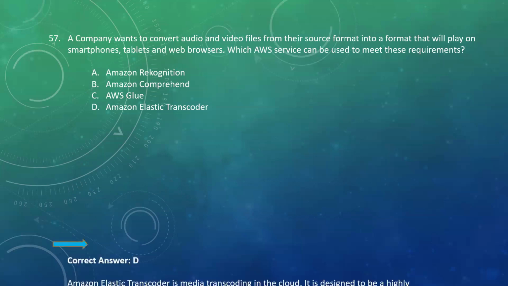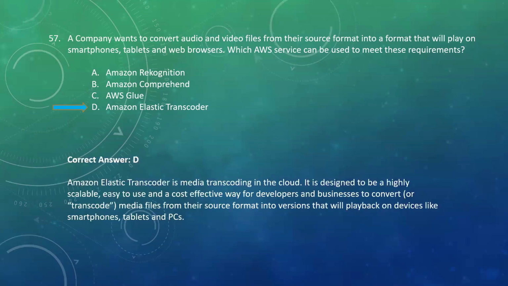So the correct answer is option D, Amazon Elastic Transcoder. It is media transcoding in the cloud. It is designed to be a highly scalable, easy to use, and cost-effective way for developers and businesses to convert media files from their source format into versions that will play back on devices like smartphones, tablets, and PCs.